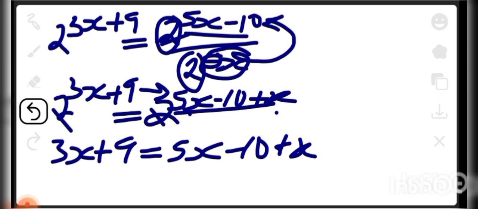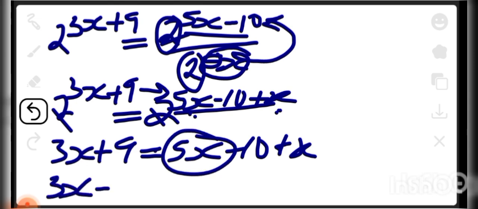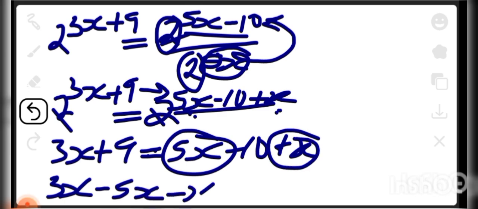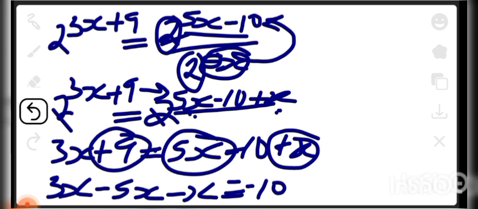So the next thing, let's move all the x's to one side. Remember I told you you can do 5x plus x, 6x, so already good to go. It's still correct. We're now going to have 3x. Then if this 5x crosses this line, we have minus 5x. If this plus x crosses this line, we have minus x. This one is already minus 10, the minus will still be there. Then if this plus 9 crosses this line to this side, we change to minus 9.